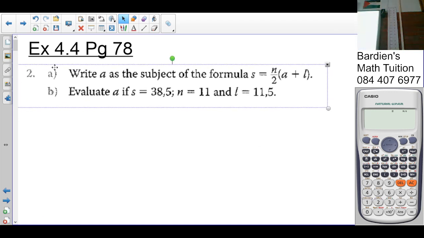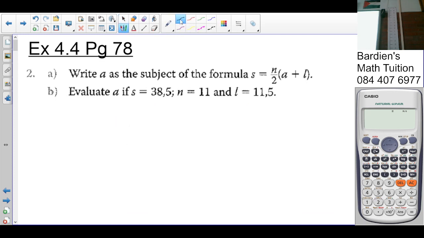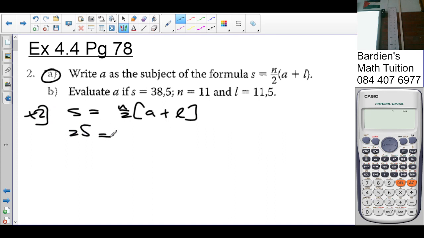Okay. Why is it doing that? Okay. So you multiply throughout by 2. Looks like I must restart the program. I'm not going to do it now, as we know we're late already. So it's going to be 2S is equal to, the 2's cancel. Leaves you with n into A plus L.